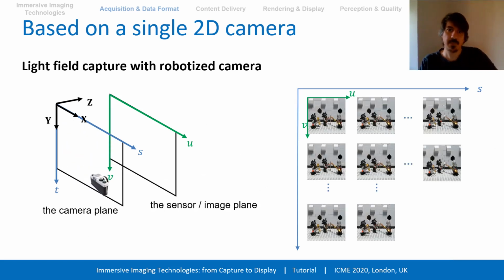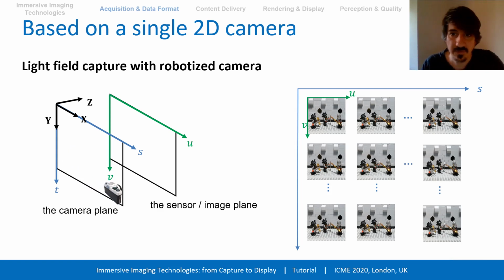So obviously, a single shot from a 2D camera is not enough for immersive imaging capture. So when we use a 2D camera, we're going to have to move it around to capture light rays coming at different angles. And this idea has been used for light field capture since probably the beginning of research on light fields. And the position and orientation of the cameras has to be controlled very precisely, which usually involves a robotic system.